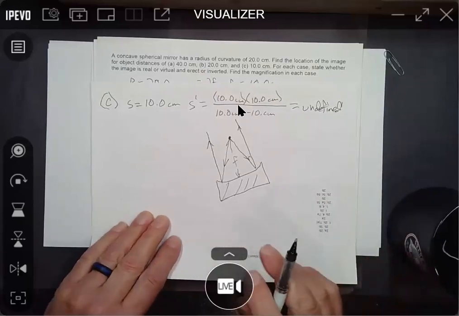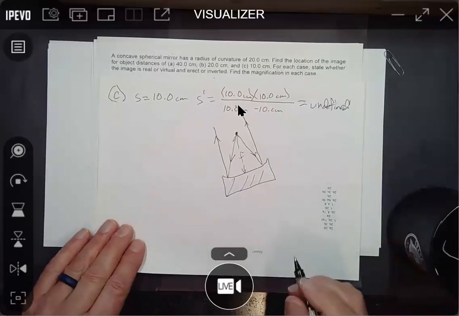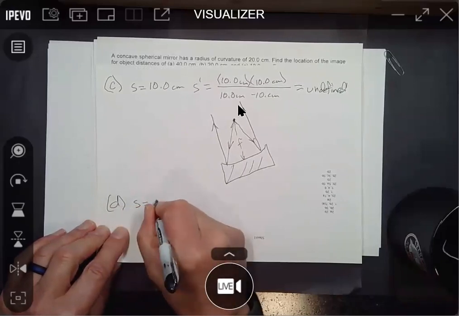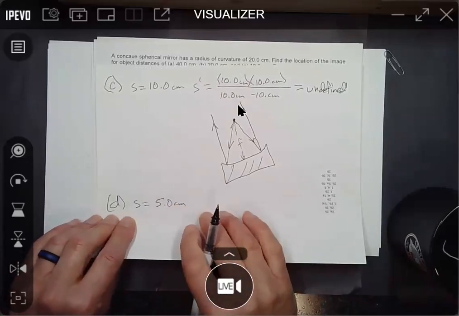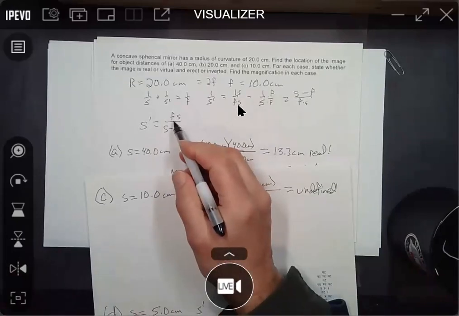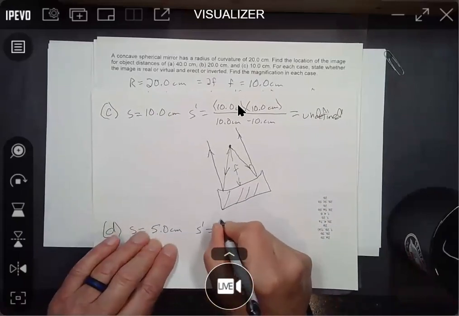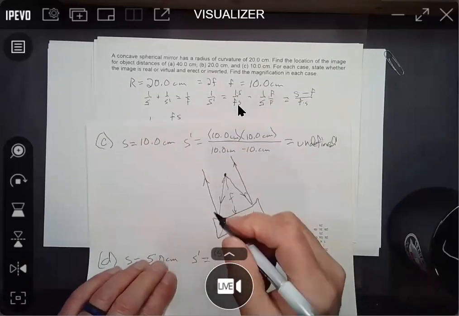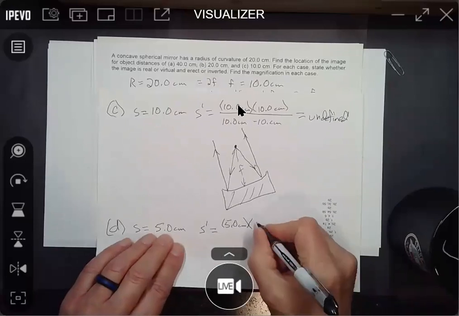Now, something they don't do on this problem is put something inside the focal point. So I'm going to augment this problem and do this. I'm going to let S equal 5.0 centimeters and see what I get for where the image is going to form. So S prime, remember my formula, F times S over S minus F. It's going to be 5.0 centimeters times 10 centimeters. Whoops, I reversed the order, but multiplication is commutative, so that part doesn't matter.